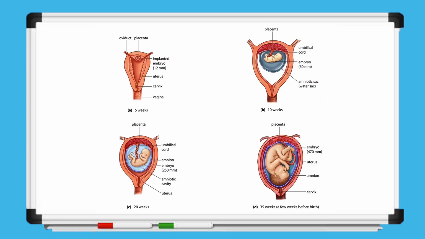By around 10 weeks, the developing embryo grows to about 60 millimeters and is now referred to as a fetus. The umbilical cord becomes clearly visible and acts as a connection between the fetus and the placenta. The fetus is also surrounded by the amniotic sac, a fluid-filled structure that protects it and allows safe movement.